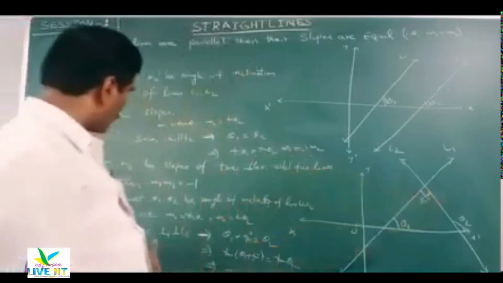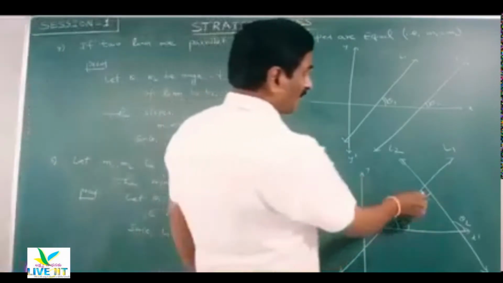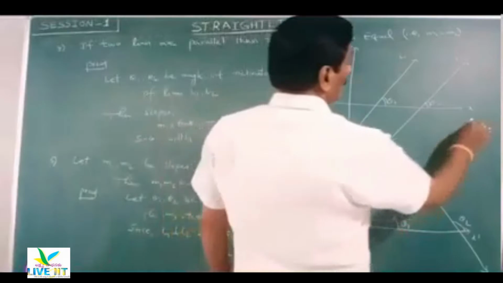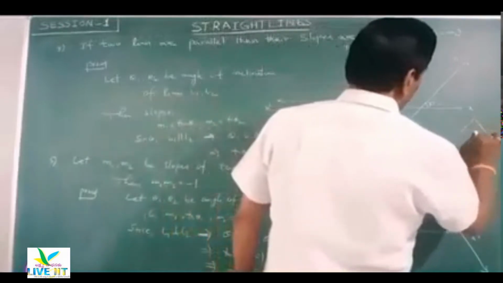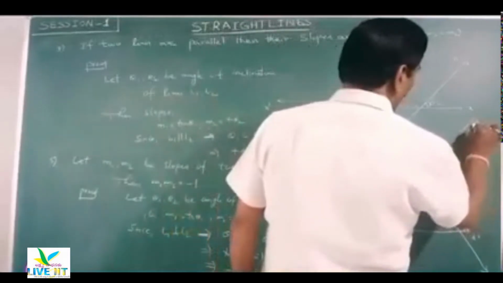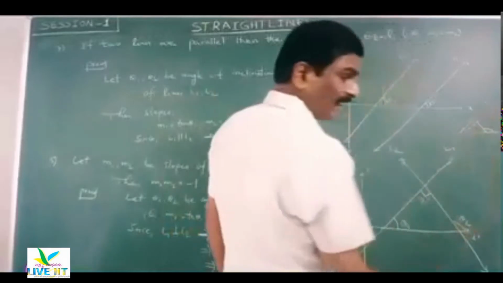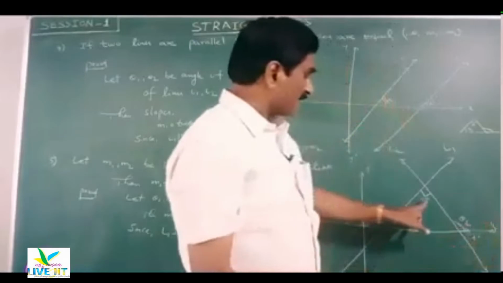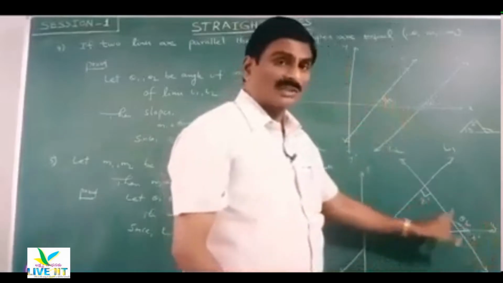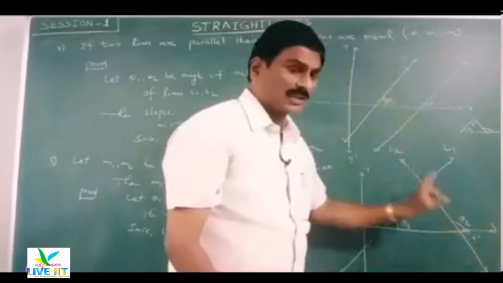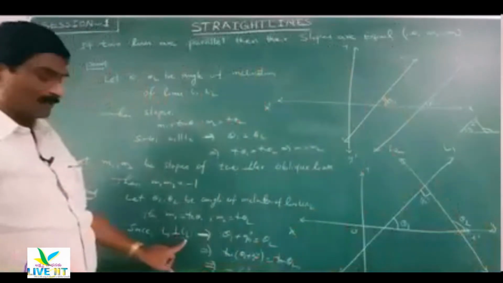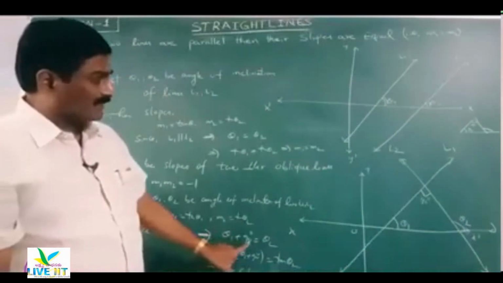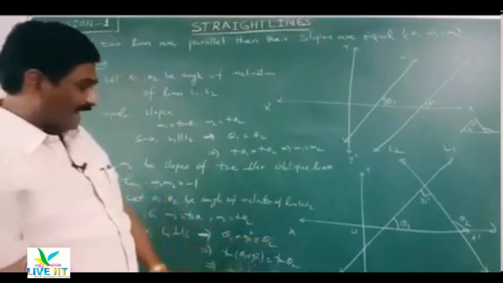Since the two lines are perpendicular, L1 is perpendicular to L2, that means this angle is 90 degrees. In any triangle, the sum of the interior angles is equal to the exterior angle. The sum of these two is nothing but this angle. These two are interior angles, and this is the exterior angle. That means 90 plus theta 1 is equal to theta 2. So L1 is perpendicular to L2, that implies theta 1 plus 90 is equal to theta 2.